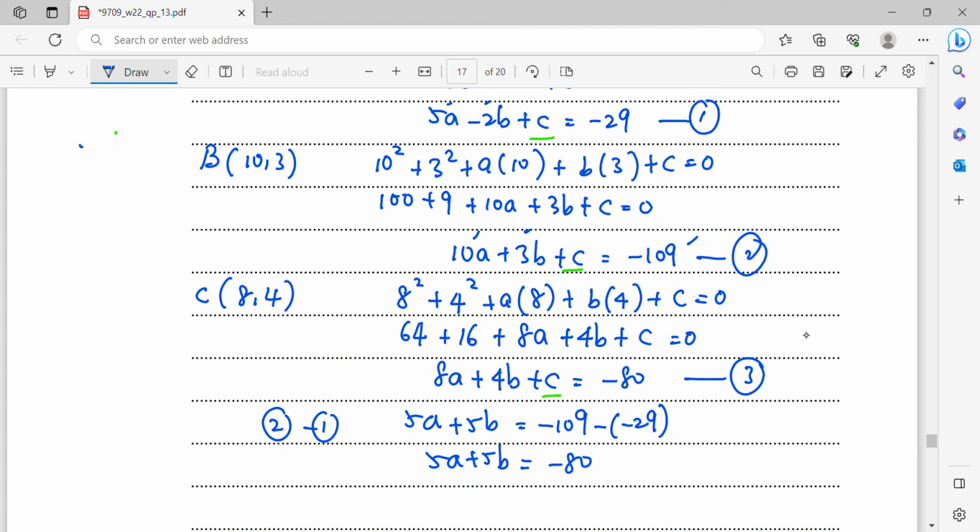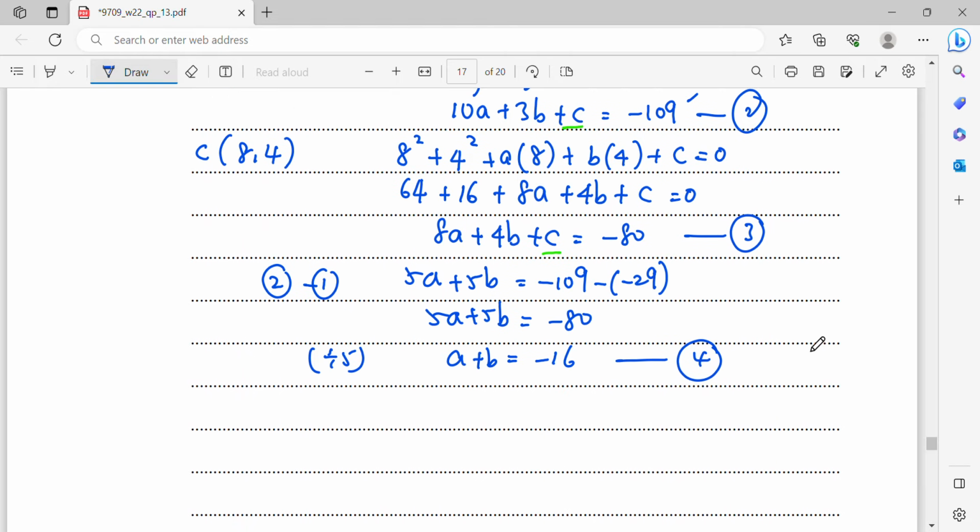Okay, so from here, I can divide the whole equation by 5. So when I divide the whole equation by 5, I will get a plus b equals to negative 16. This is my fourth equation. So now my fourth equation only has a and b.